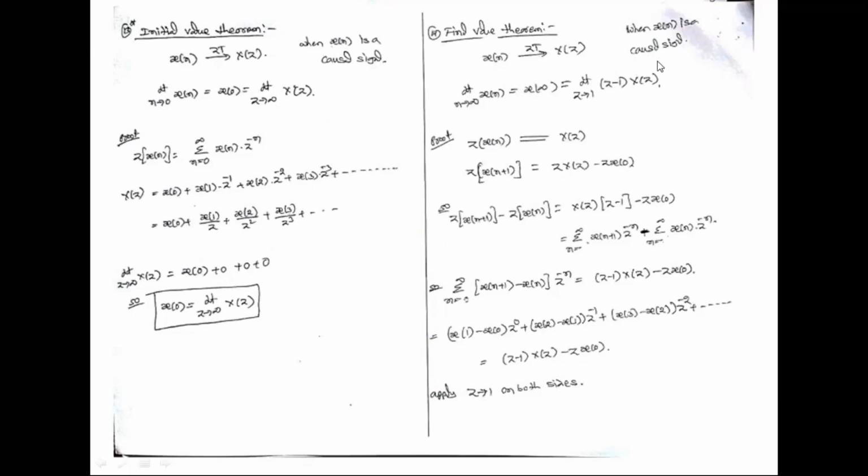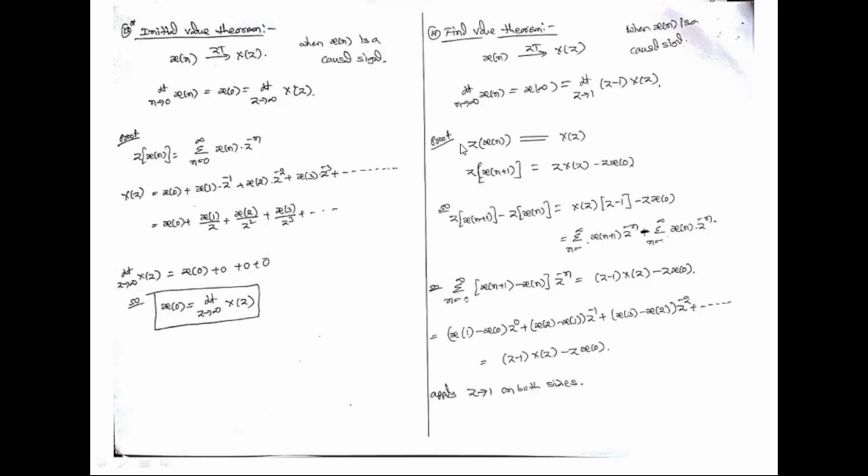When x of n is a causal signal, it is right sided, that is a one-sided signal. One-sided means unilateral. But it states that as n tends to infinity, x of n, x of infinity, is the limit as z tends to 1 of z minus 1 times x of z. What does it matter, students?